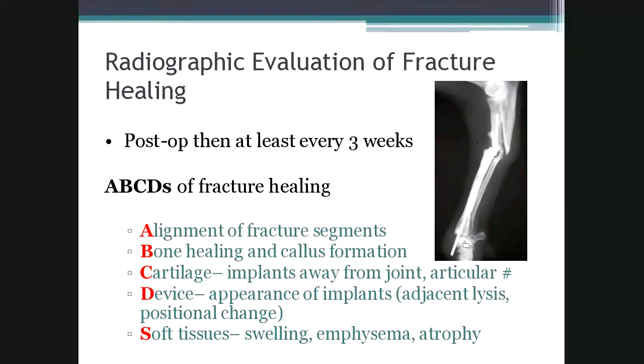Device refers to the appearance of the implant, and we look to see if there's adjacent lysis, which might indicate loosening or infection, or if there are positional changes indicating migration or fracture of the device. For soft tissues, we look for soft tissue swelling, emphysema, which might indicate infection, and soft tissue atrophy.